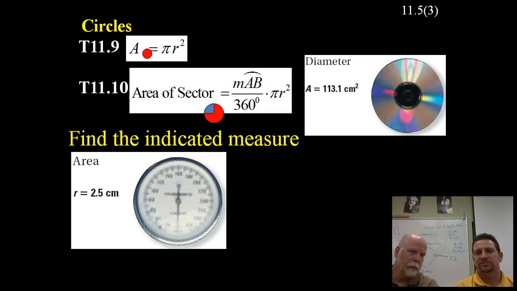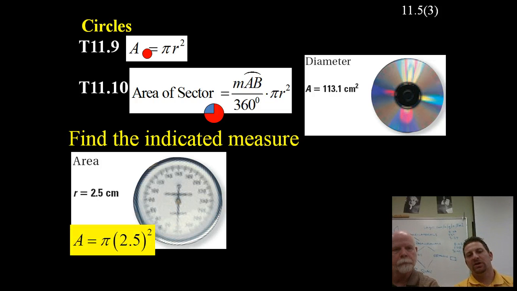That little diagram there looks like it's a fourth of the circle because it looks like it's a 90-degree angle. 90 over 360 is 1/4 of the circle. To find the area of that pie piece, it'd be a fourth of the full area. So it's pretty easy. You just need to get that concept down. All right, so we're going to find the indicated measure here of these two pictures.